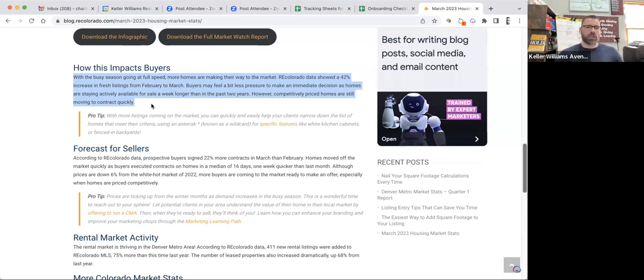And yes, interest rates are higher than what they were. But this is the thing. You're not doing $100,000 over asking. You're not having to go view 20, 30 different properties. You now actually have an opportunity to win with less headaches and less frustrations.